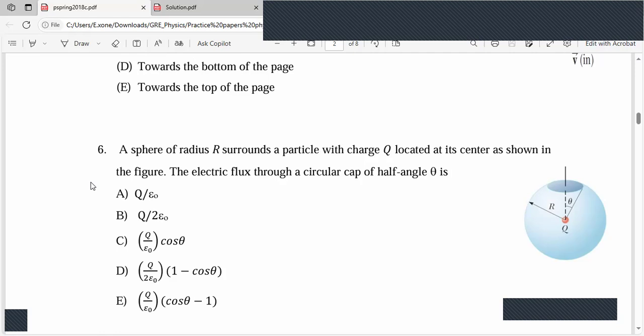So the next question is again from electromagnetism, and it is quite an interesting one. A sphere of radius r surrounds a particle with charge q located at its center in the figure. The electric flux through a circular cap of half angle theta is. So we are given a sphere enclosing a charge q present at the origin, and this sphere has radius r, and we want to find the electric flux passing through this cap.